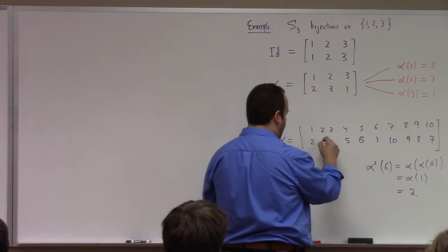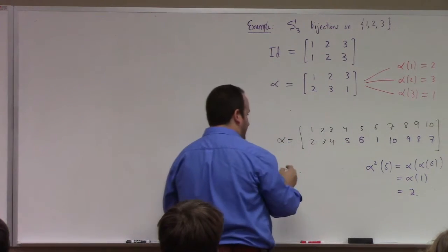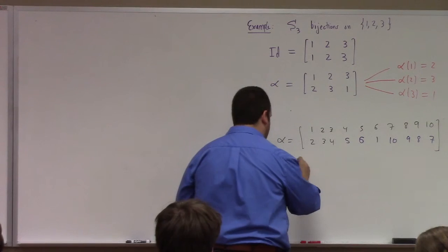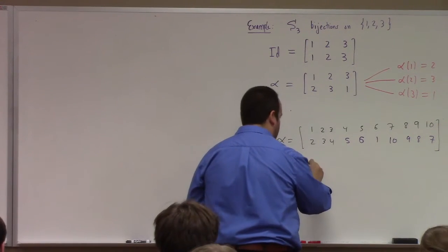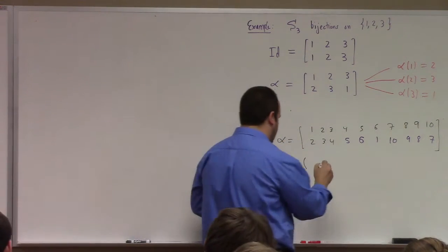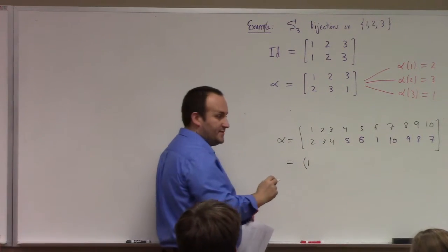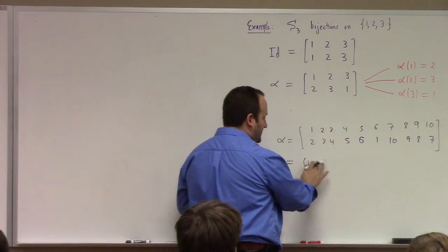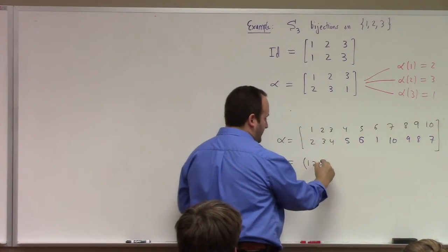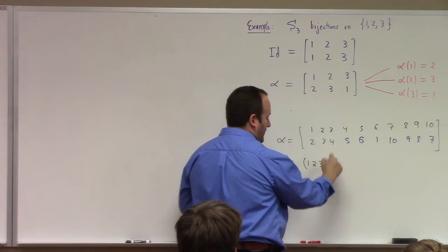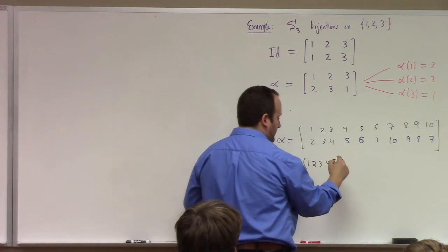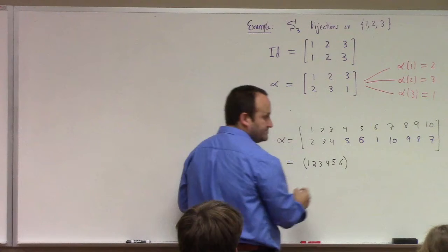2, 3, 4? All right, so let's write this thing in cycle notation. We should do that while we're at it, since I already have it here. I start with 1, since you guys want me to. 1 goes to 2. 2 goes to 3. 3 goes to 4. 4 goes to 5. 5 goes to 6. 6 goes to 1. Oh, closed cycle.